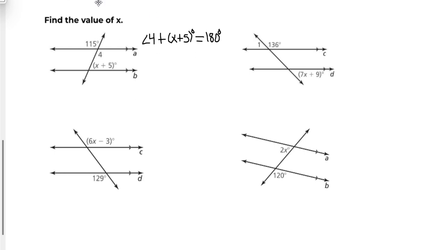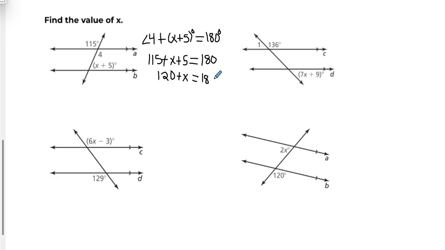And substitute that value in. So that would be 115 and then plus x plus 5 equals 180. Well, from here, let's just combine like terms. The 115 and the 5 go to 120. X comes down for the ride, so 120 plus x, and that equals 180.